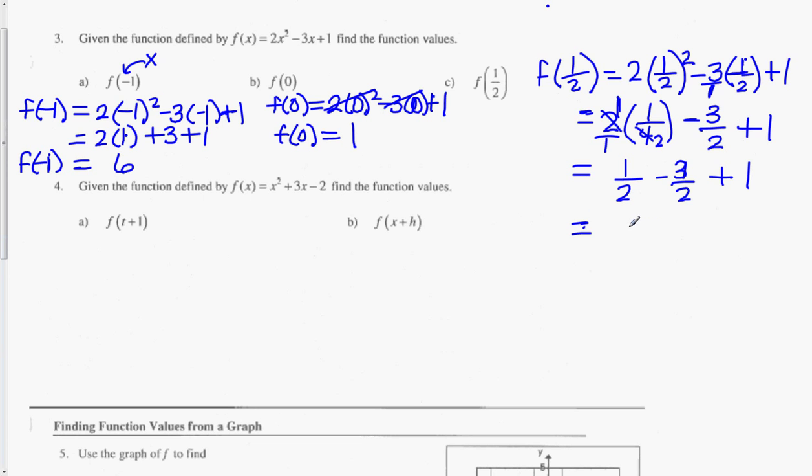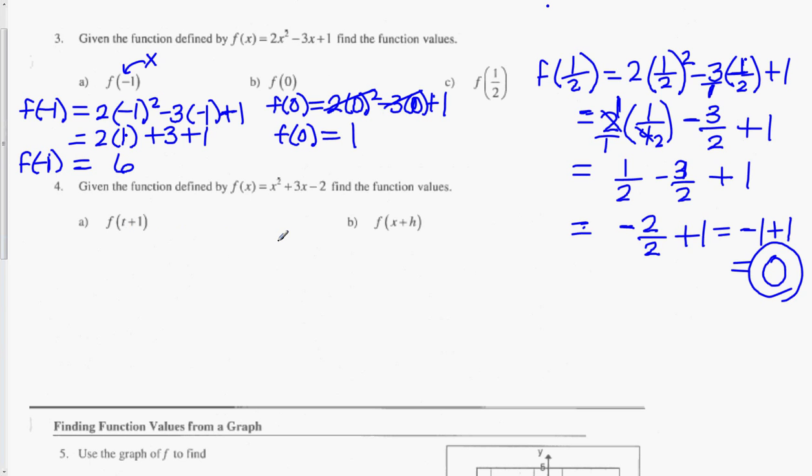Negative 1/2 minus 3/2 is a minus 2 over 2 plus 1. Well, minus 2 over 2 is a minus 1 plus 1. Look at that, I'm getting a 0. All of that ending up with 0 in the end.